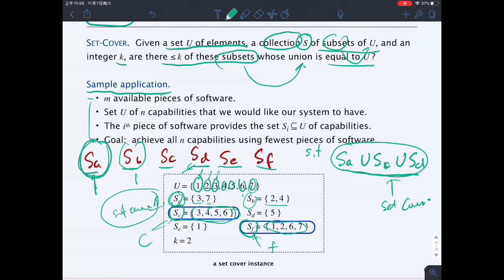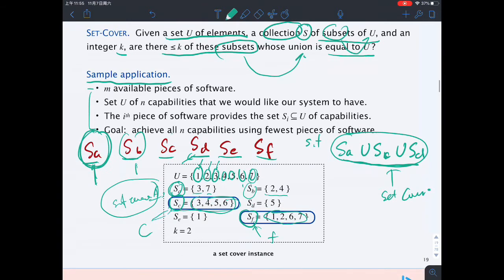Then I notice that I'm happy because I'm able to perform all the jobs I want to do. That's the reason we call C and F a set cover. For whatever subset of software, after I install all of it, I'm able to perform all these 7 types of jobs, this subset would be called a set cover. And our goal here is to find the minimum set cover.